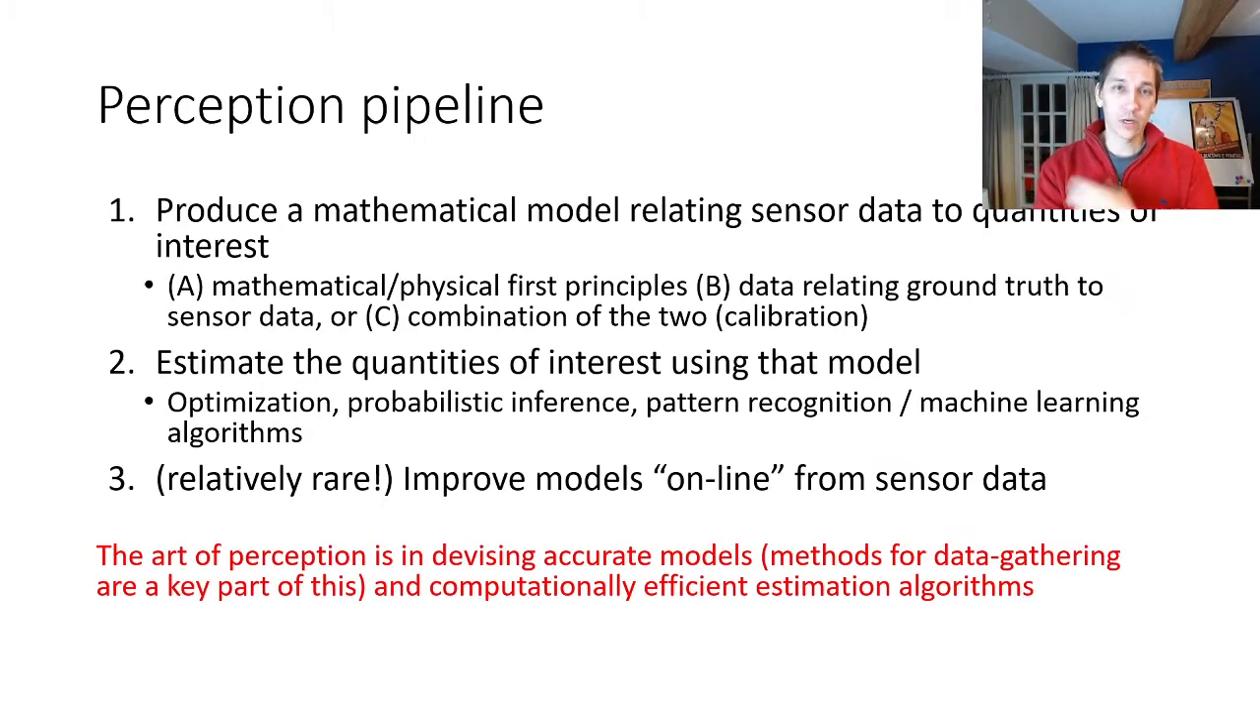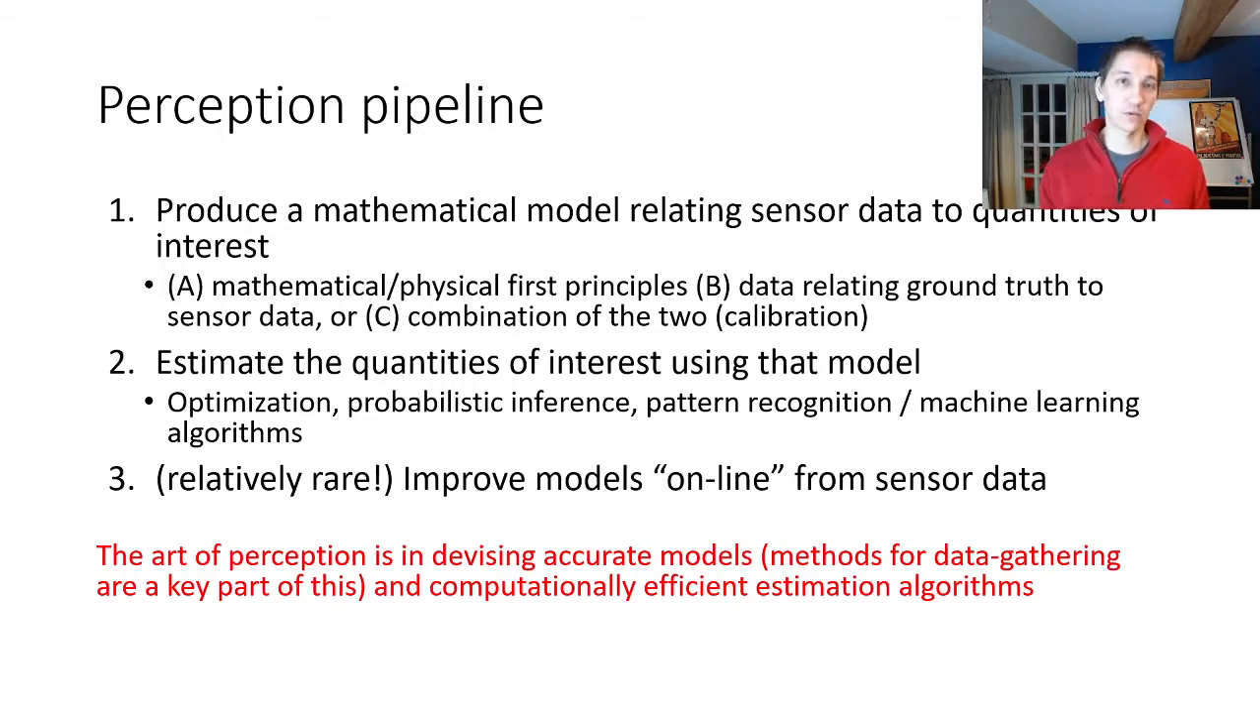In general, regardless of what type of perception we're looking at, there's a general perception pipeline. First, we want to produce some sort of mathematical model relating the raw sensor data to the quantities of interest underlying that physical phenomenon. These models can either be from mathematical or physical first principles, or they could also be data-driven, relating some sort of ground truth to sensor data, or some combination of the two.